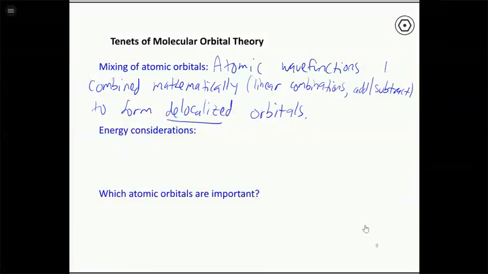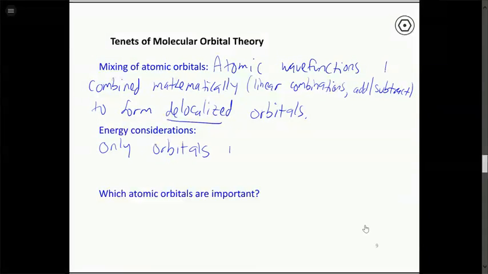All right, so when we mix atomic orbitals, we can't just mix any two orbitals. There are some considerations that we have to follow here. So one is that only the orbitals that are close in energy can mix. All right, so that's an important point about which orbitals we can mix together.